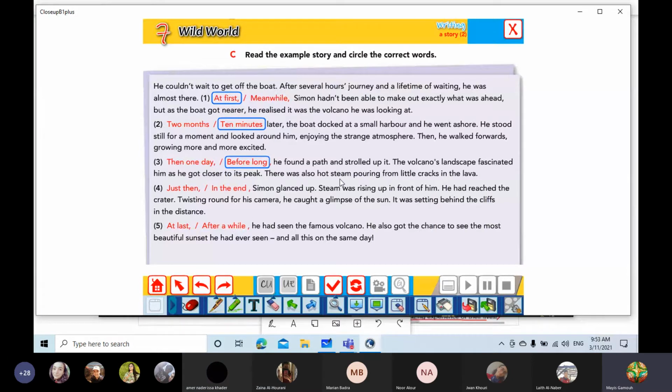There was also hot steam. What's the meaning of hot steam? Hot steam. Hot. Pouring from little cracks in the lava. Yes, okay, pouring from, it comes out or pours. From little cracks. What are cracks? Small fissures. Cracks in the lava, from the volcano or the volcanic lava.